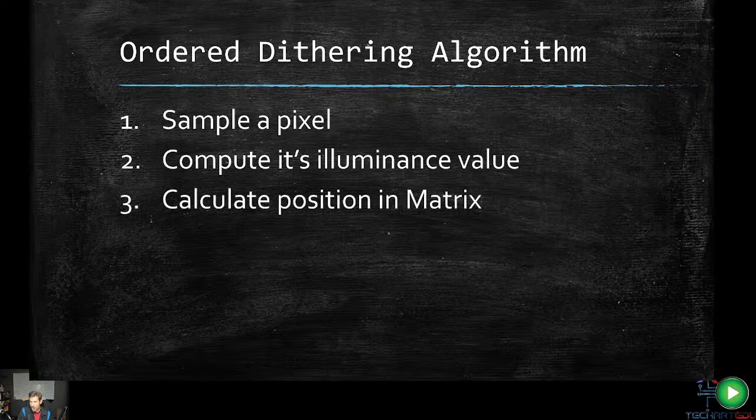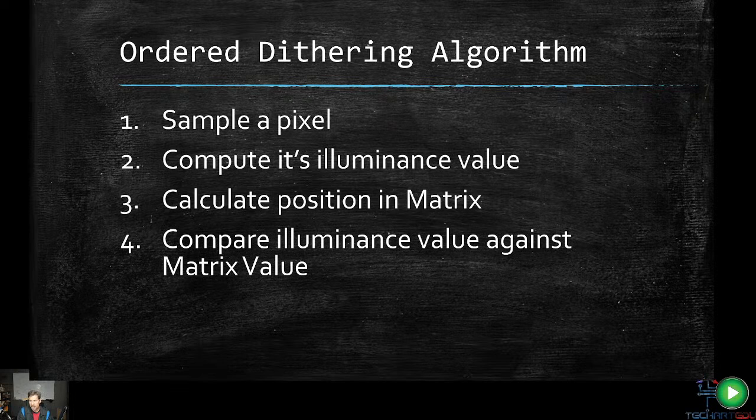Then we're going to calculate the position in the matrix that we were looking at earlier. And then we're going to compare the illuminance value against the matrix value. The result of that illuminance value is a 3-tuple, you know, it has red, green, and blue. But remember, it's grayscale, so the red, the green, and the blue channels all equal each other. So one channel, let's just say the red channel, is going to be equivalent to its illuminance value. We're going to take the value of that red channel and compare it against the matrix value.